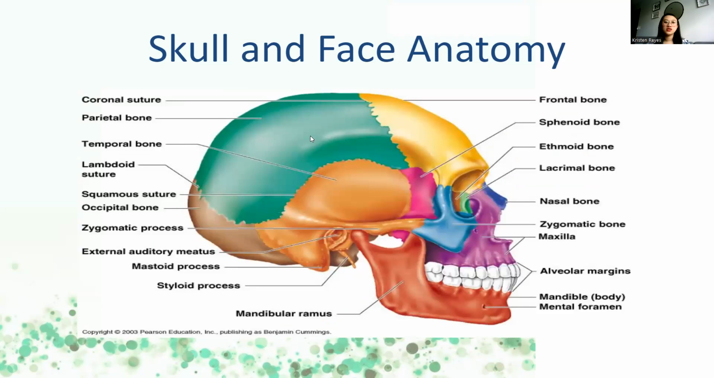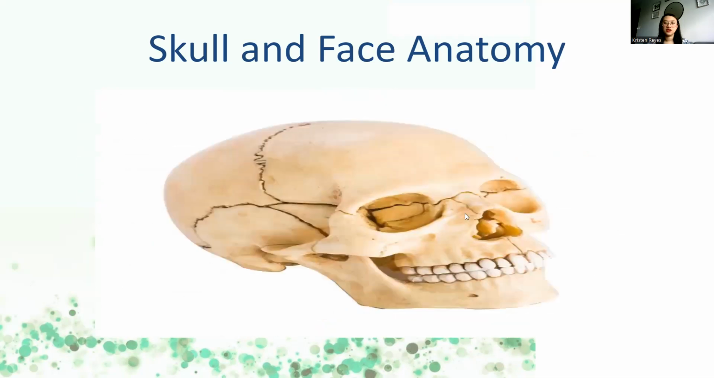So for the skull, aside from the frontal bone, you also have your parietal bone. And the most posterior bone is your occipital bone. Lateral bones are your temporal. Here, so frontal bone, parietal, temporal. Zygomatic, maxillary, mandibular bone, nasal bone. Behind here is the sphenoid bone.